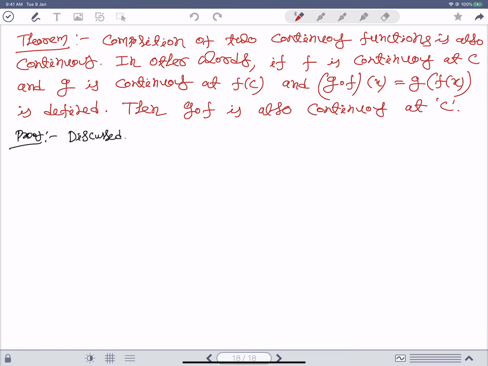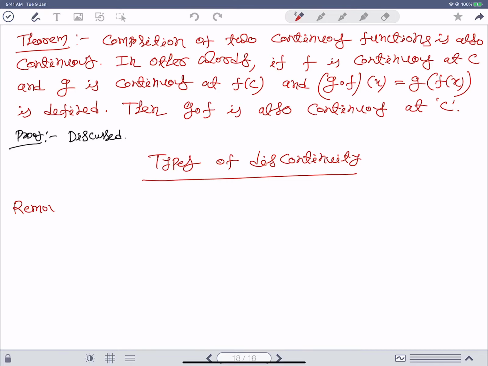Okay, so now these are all about the properties of continuous functions. Now we shall discuss various types of discontinuity. So we can write types of discontinuity. Now first of all we have removable discontinuity.